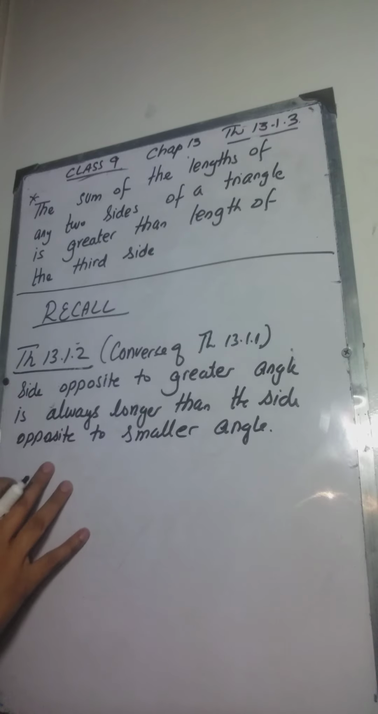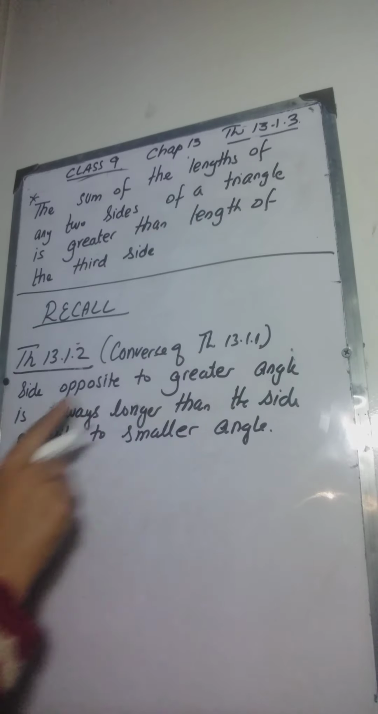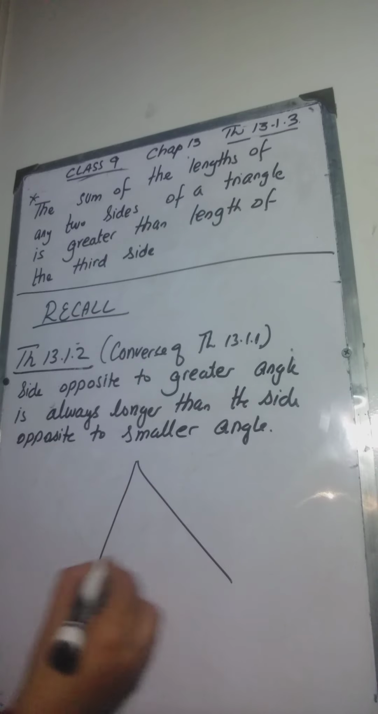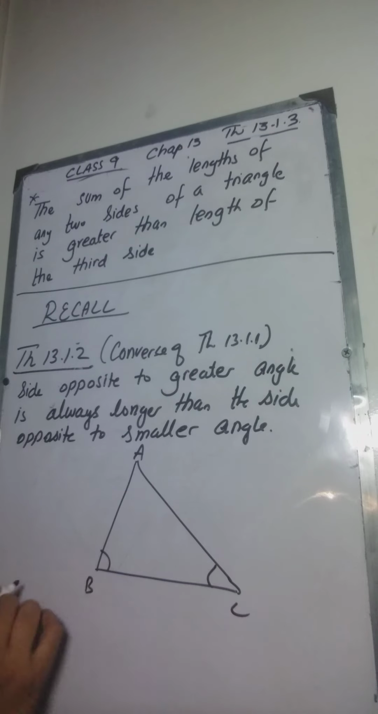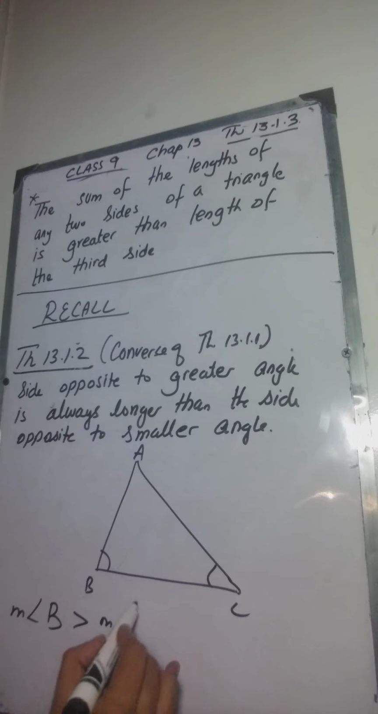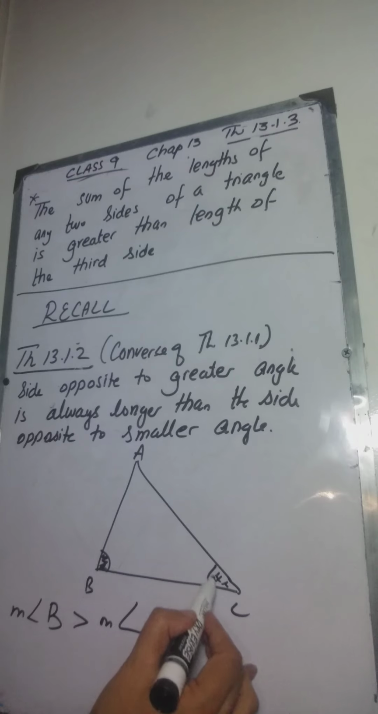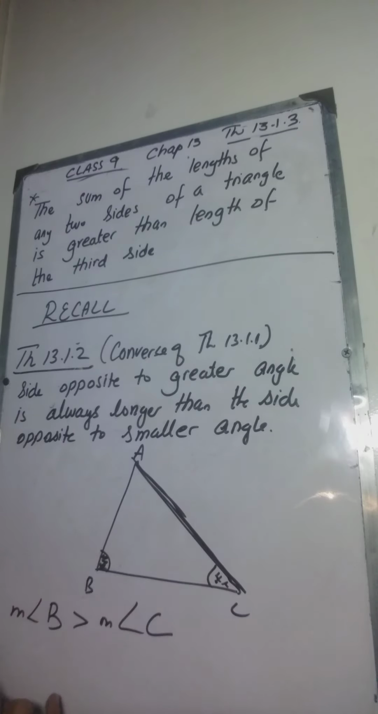And what's the statement? The statement is that the side opposite to the greater angle is always longer than the side opposite to the smaller angle. So if you have a triangle ABC, and suppose it is given that the measurement of angle B is greater than the measurement of angle C, then the side opposite to the greater angle, which is AC, will also be greater than the measurement of AB.